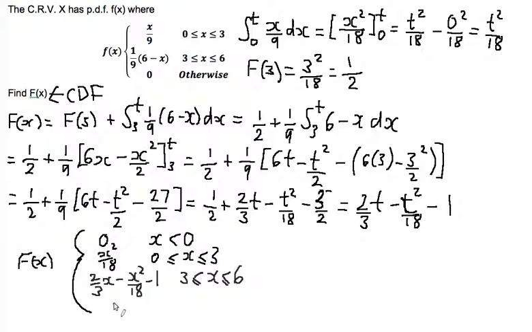And of course then finally we finish off with 1, because by the time we get to the upper bound 6 we will have reached total probability, which is 1. So anything larger than 6 will be defined as 1. Strictly speaking, to define your cumulative distribution function, you have to define it over all possible ranges. That's not just between 0 and 6, but also what happens if x is less than 0 and what happens if it's greater than 6. I hope you understood that. I hope it made sense.